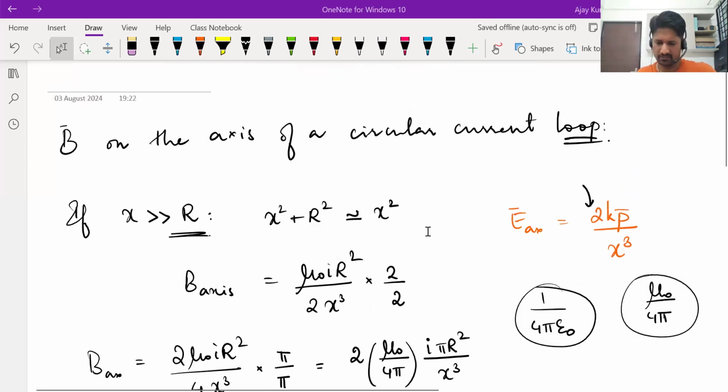Manasa, you joined a little late. We are just discussing magnetic moment of a loop or a coil, current carrying coil.